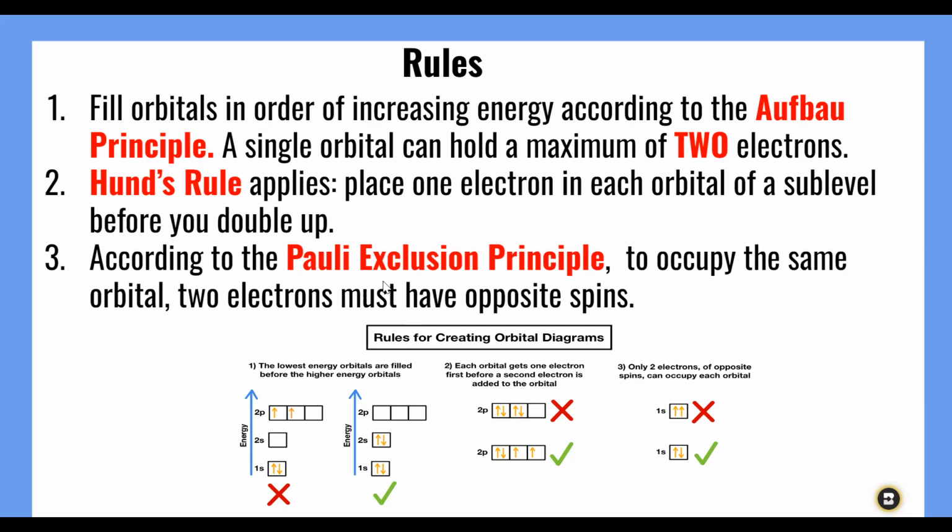Then the Pauli exclusion principle says that two electrons must have opposite spins. Opposite spins. You see this? This is correct. That's opposite spins. This one, that's wrong. If both of them are down or up, that's wrong. So that's the rules.